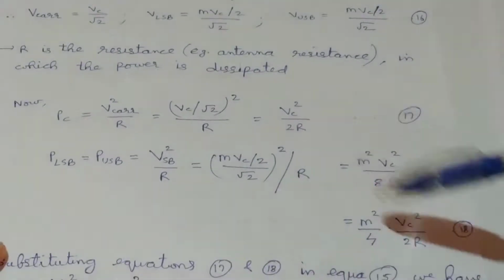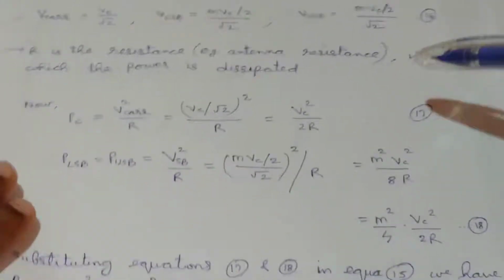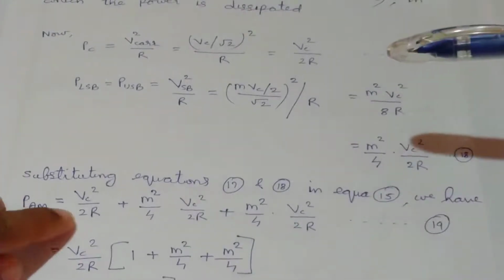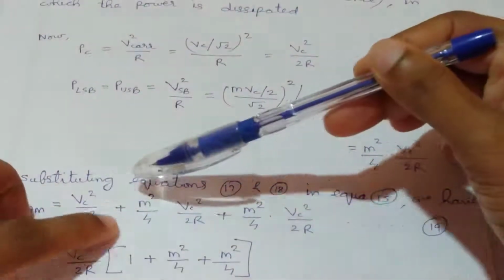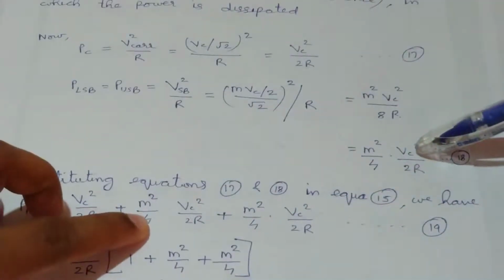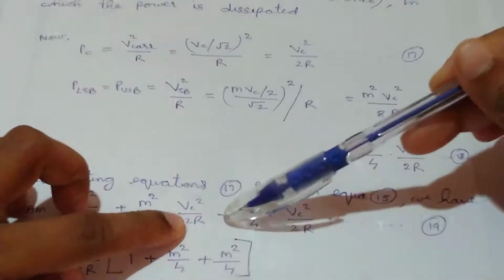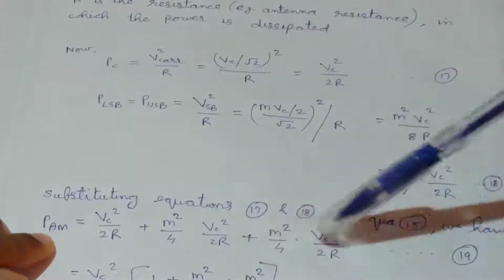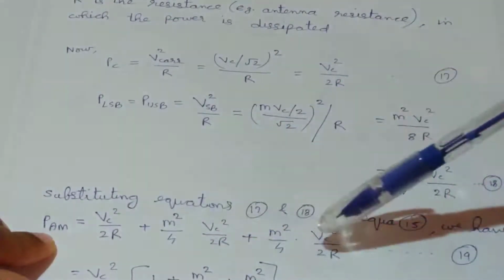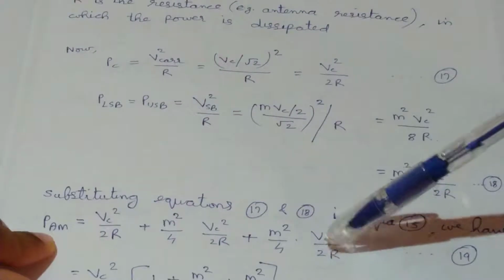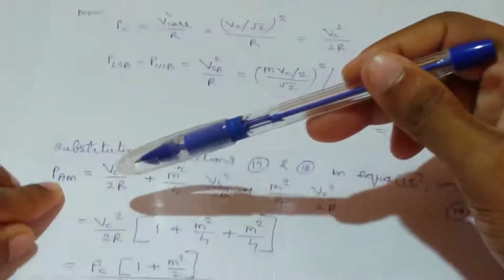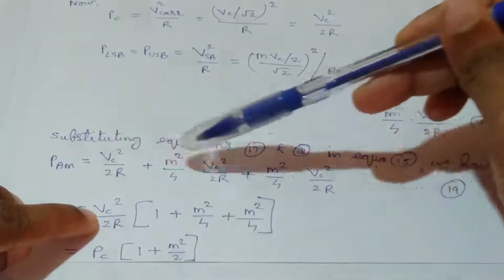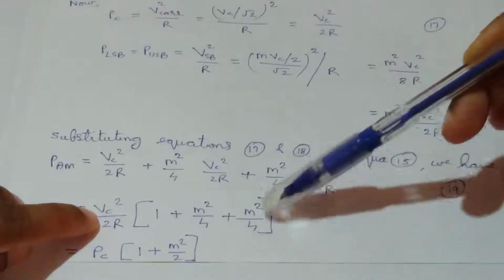Okay. So by substituting these two values in this equation, we will get that power developed by the AM signal PAM is equal to this Vc square by 2R plus M square by 4 into Vc square by 2R plus M square by 4 into Vc square by 2R. Then in this equation we can see Vc square by 2R is common in all three terms. So we can take this Vc square by 2R outside, and we can write PAM is equal to Vc square by 2R into 1 plus M square by 4 plus M square by 4.